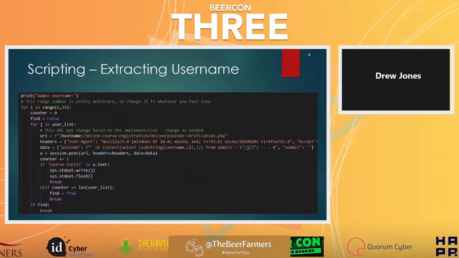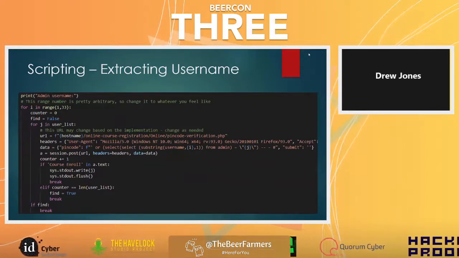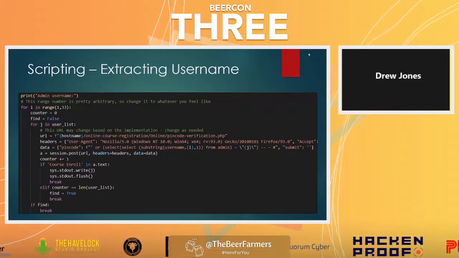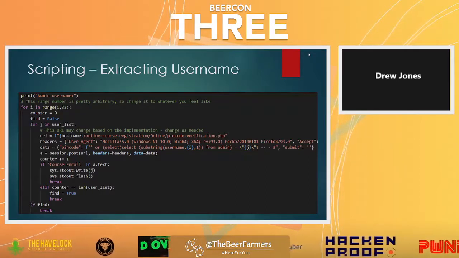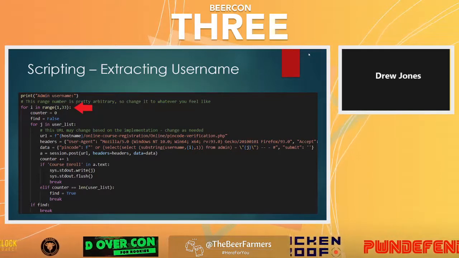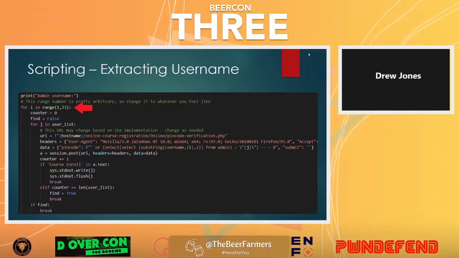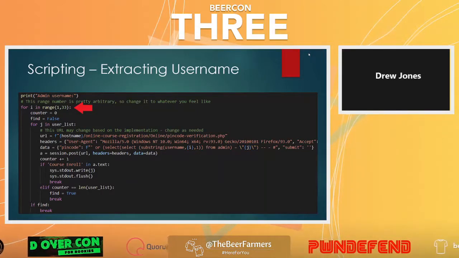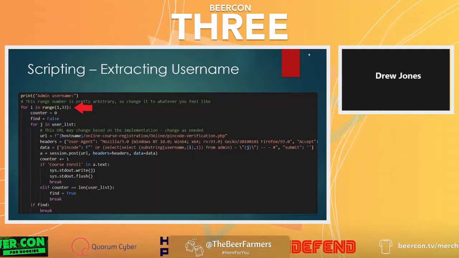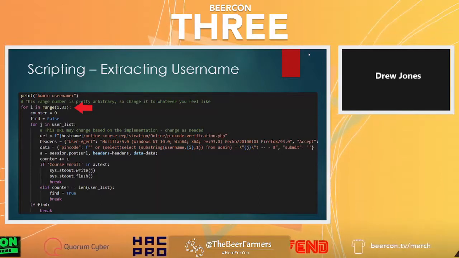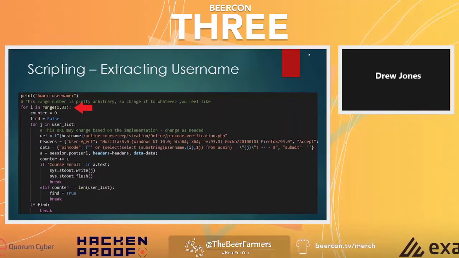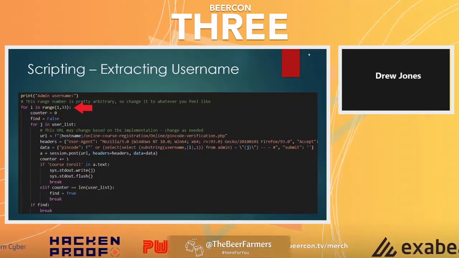So now we get to the actual chunk of the script. As you can see at the top, we have print admin username. So we're going to start by targeting the administrator user. To start, we use a for i in range of 1 to 33. 1 to 33 is a little arbitrary. You can do 1 to any number you want. We chose 33 since we kept it consistent with the password list, and MD5 hashes are 32 characters.